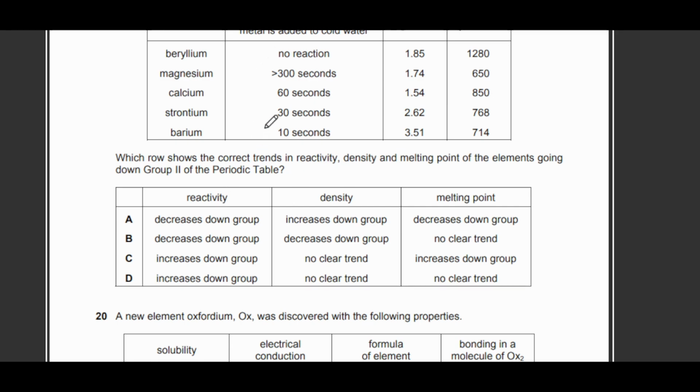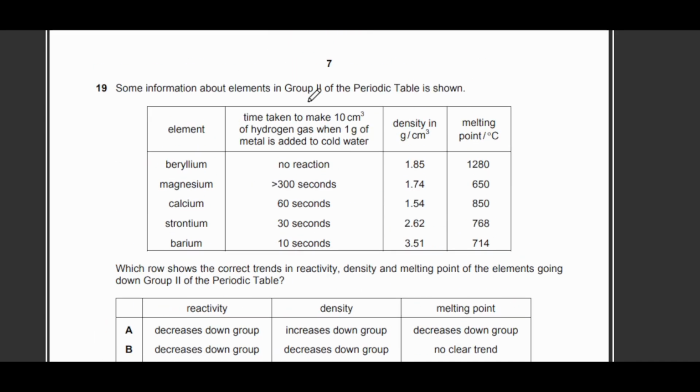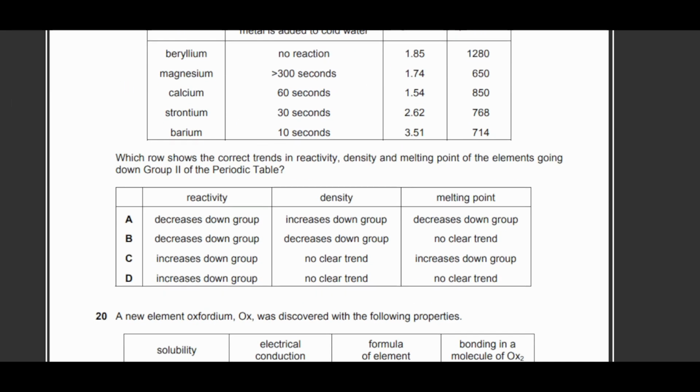So, reactivity. If you look at this column, it is for reactivity, okay? The time taken to make hydrogen gas when added to cold water. So if it has higher reactivity, it would take less time to make the same volume of gas, okay? So therefore, from no reaction to 10 seconds, it will mean that the reactivity actually increases down the group. So therefore, A and B are wrong.